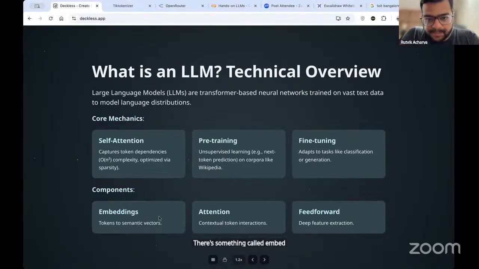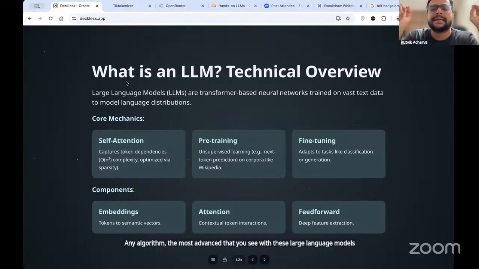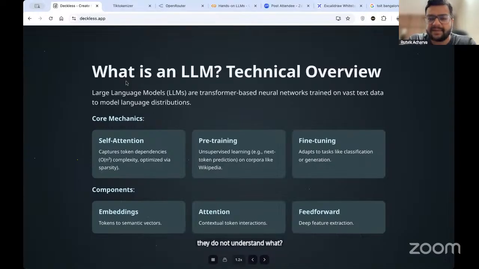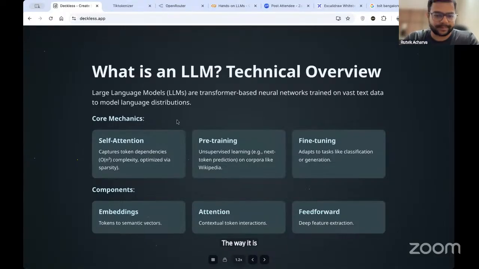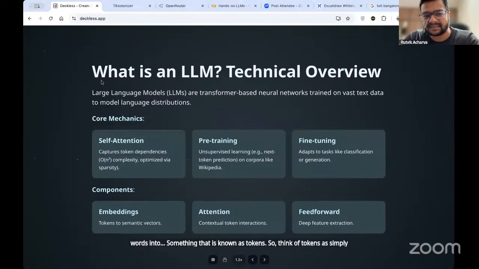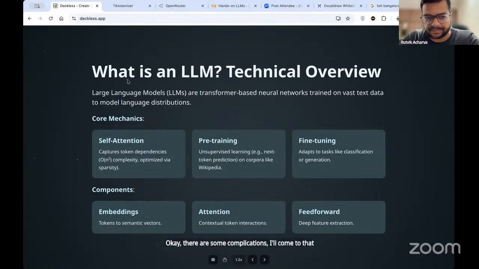There's something called embeddings. I told you a few minutes ago that any machine, any algorithm, even the most advanced that you see with these large language models today, does not understand what any word really is. It does not understand what an LLM is, but it is able to give us very good responses. It is able to contextually understand and do whatever we are asking it to do. The way it is able to do it is that it converts those words into something known as tokens. So think of tokens as simply a word. One word is a token, roughly. There are some complications, and I'll come to that in some time. But in general, I'll give a very simple example.